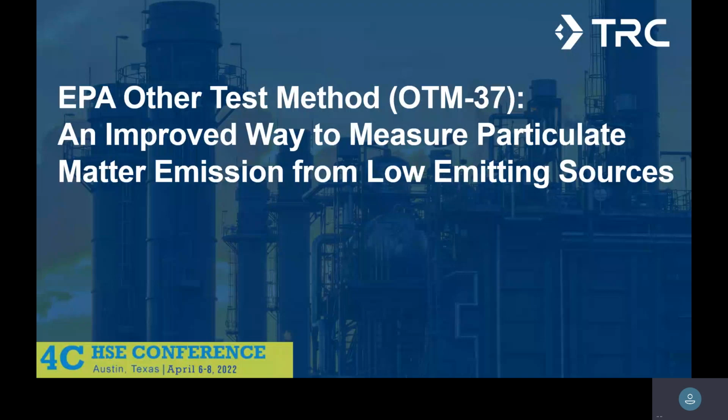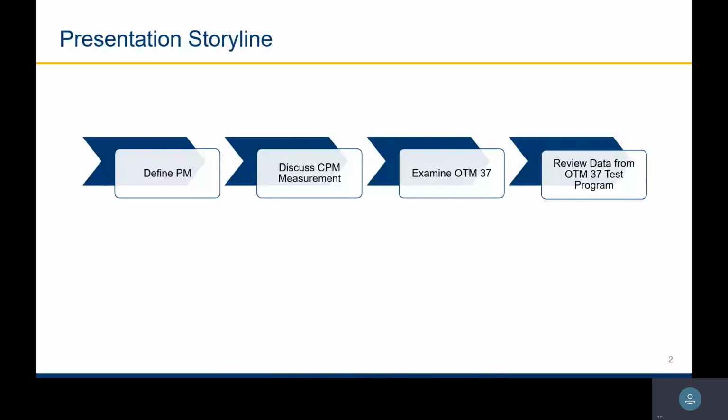If I have a bunch of people that have done the methods a bunch of times, then it's a little different presentation. So this is going to be a presentation on other test method 37, which was published by EPA in 2018. It's a revision to some previous test methods that were out for many years before, and some that were out since about 2005 or so.